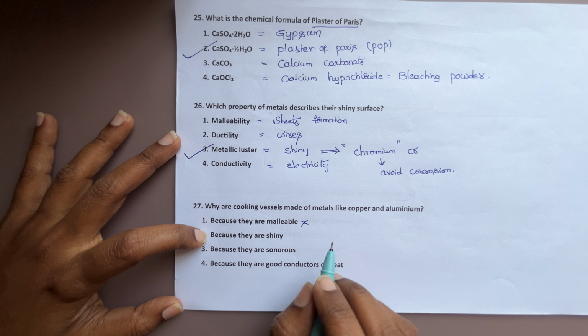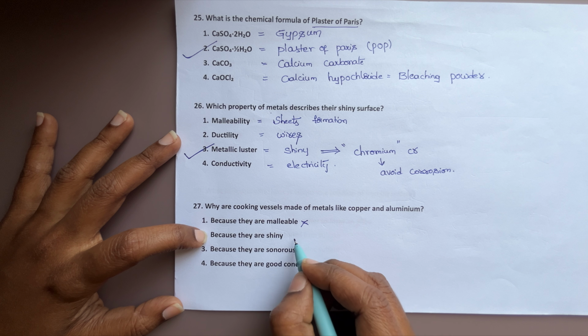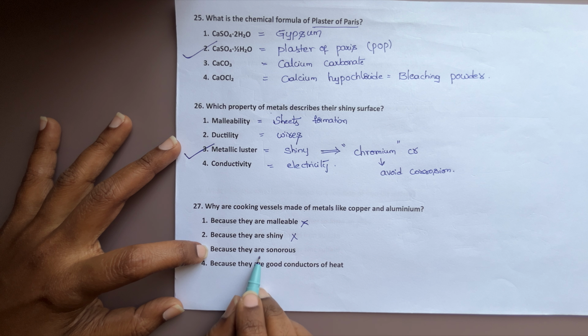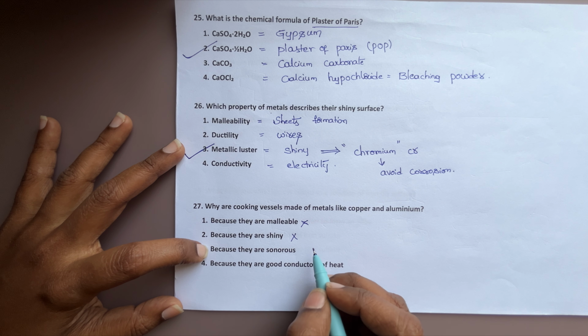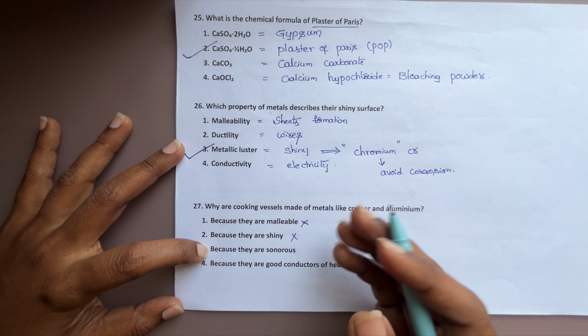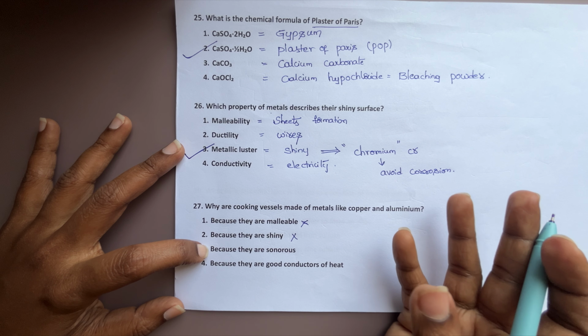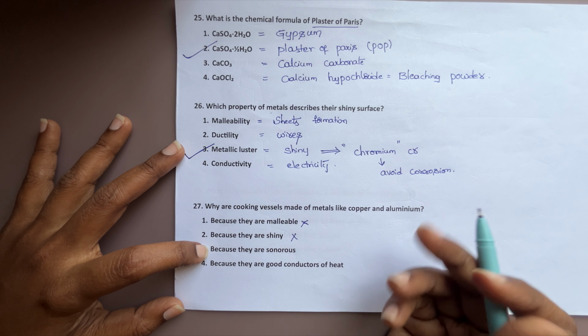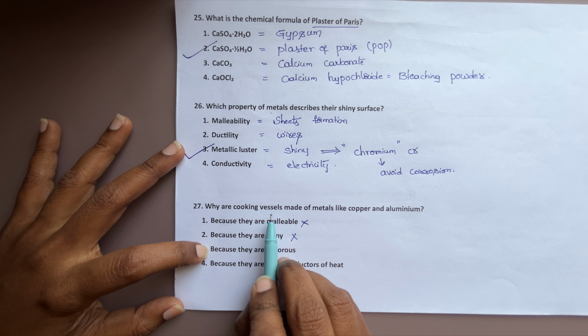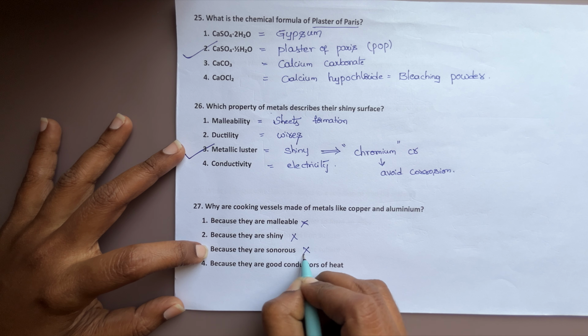Copper and aluminum are shiny, that's why we are using them in cooking vessels. No, because they are sonorous. Sonorous means which gives the ringing sound. Ringing sound is nothing but like bells. Like bells only, it will give the sound. Because of that sound, we are not taking it as a cooking vessel, which is also wrong.